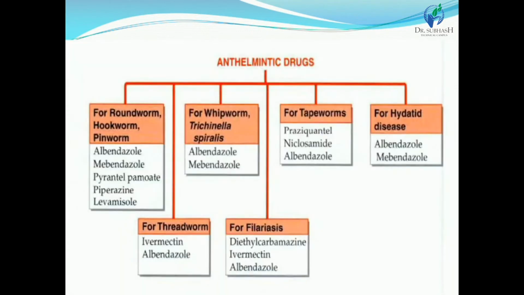Here is another one, from the 8th edition of KD Tripathi. This classification is based on the types of worms present inside the gastrointestinal tract. For the treatment of roundworm, hookworm, and pinworm, we can go with albendazole, mebendazole, pyrantel pamoate, piperazine, levamisole. For threadworm, ivermectin and albendazole. For whipworm and Trichinella spiralis, albendazole and mebendazole.